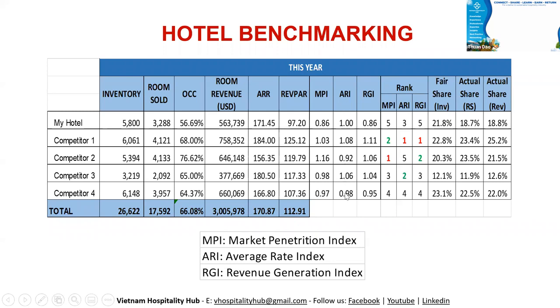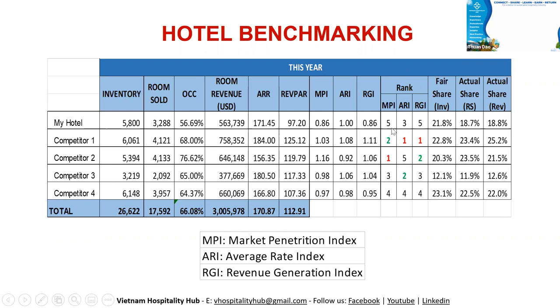The same way you will look at it here for ADR, right? It works the same way. If you equal 1, that means fair. Your ADR is actually equal to the average ADR of the CompSet, okay? And then this is the RevPAR index. Then they put the ranking in this way.